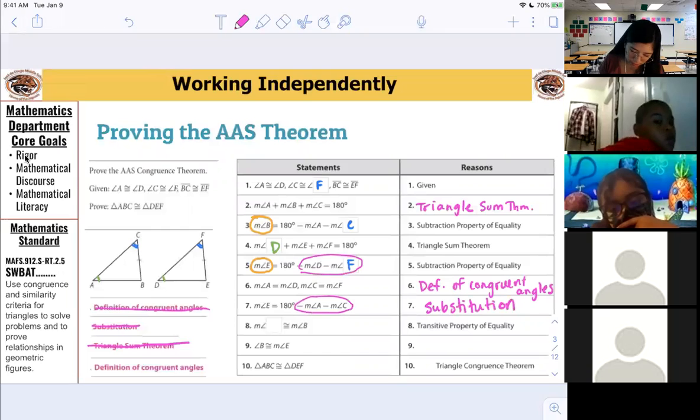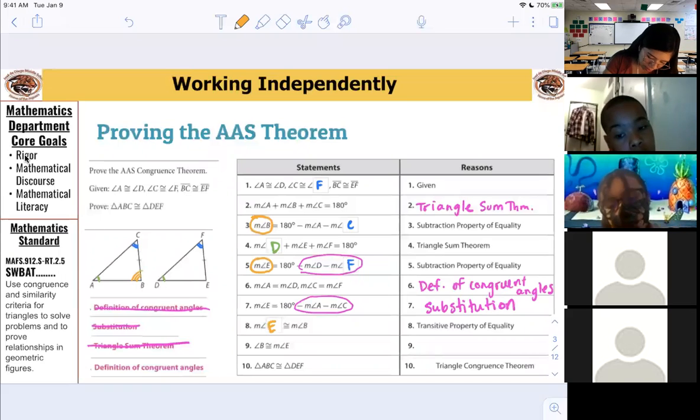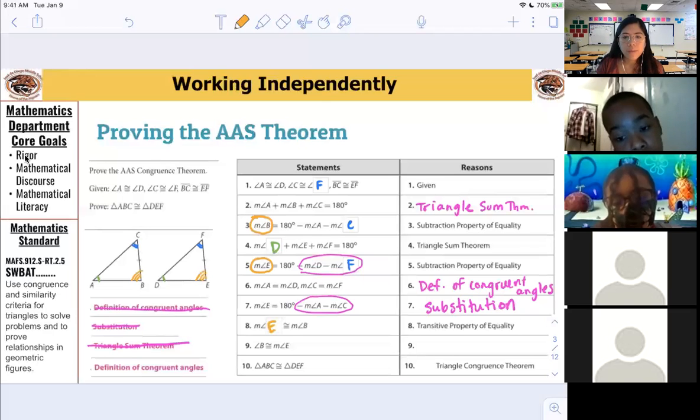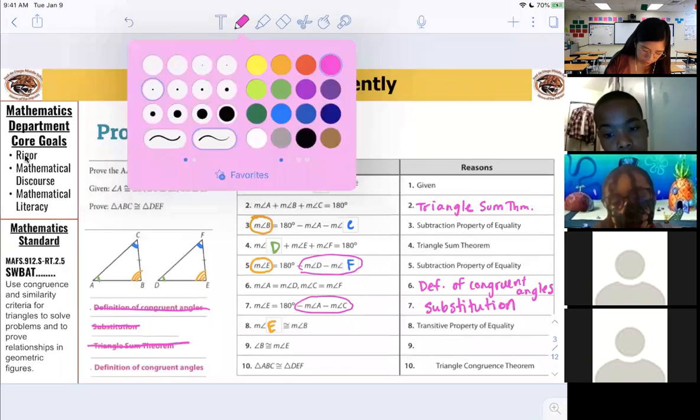All right, and now I have measure of angle blank is congruent to measure of angle B. What do you guys think? E, good. So we finally can say that B and E are congruent. Okay, and then finally, measure of angle B is congruent to measure of angle E. So they're just doing that definition of congruent angles again.